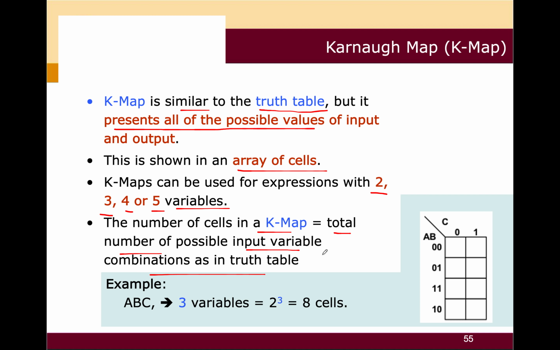So here is the example of your KMAP. Let's say you have 3 variables, you use the equation 2 to the power of n, where n is 3, you get 8 possibilities or 8 cells. 8 possibilities is 8 outputs, right? So it will represent one cell each for your KMAP. So you have 1, 2, 3, 4, 5, 6, 7, 8.